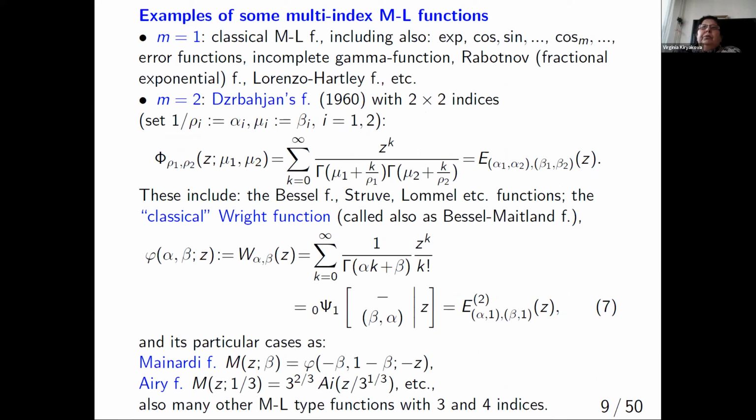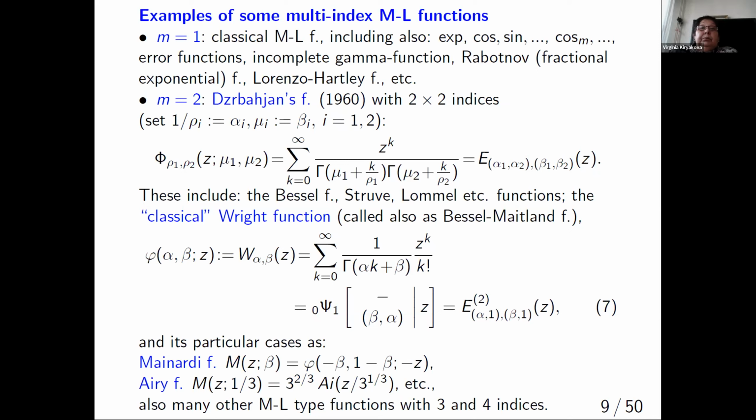Just to convince you of how all these functions go as cases of the multi-index Mittag-Leffler functions, some examples. For m equal to 1, we have the classical Mittag-Leffler function, also the exponential, cosine, sine, and so on, the error function, incomplete gamma function, Rabotnov function, the functions of Lorenzo, Hartley, and many others.